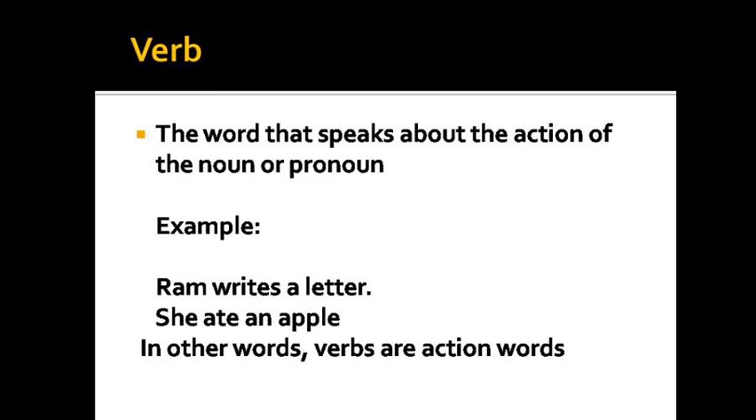Then comes the 5th part of the parts of speech, that is the verb. Verb is a word that speaks about the action of the noun or pronoun. For example, the sentences we have: Ram writes a letter, she ate an apple. In the above sentences, the 2 words write and ate, it denotes the action of the noun. So, in other words, verbs can also be called as action words.